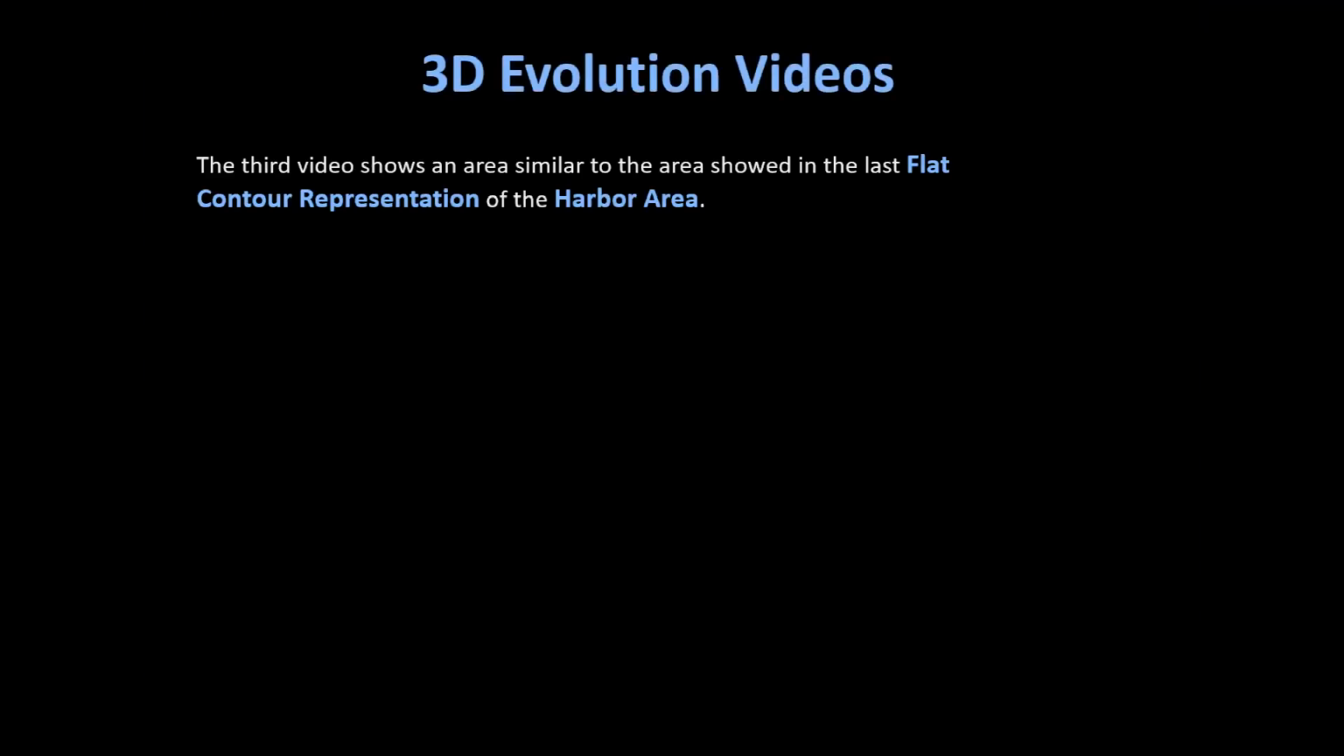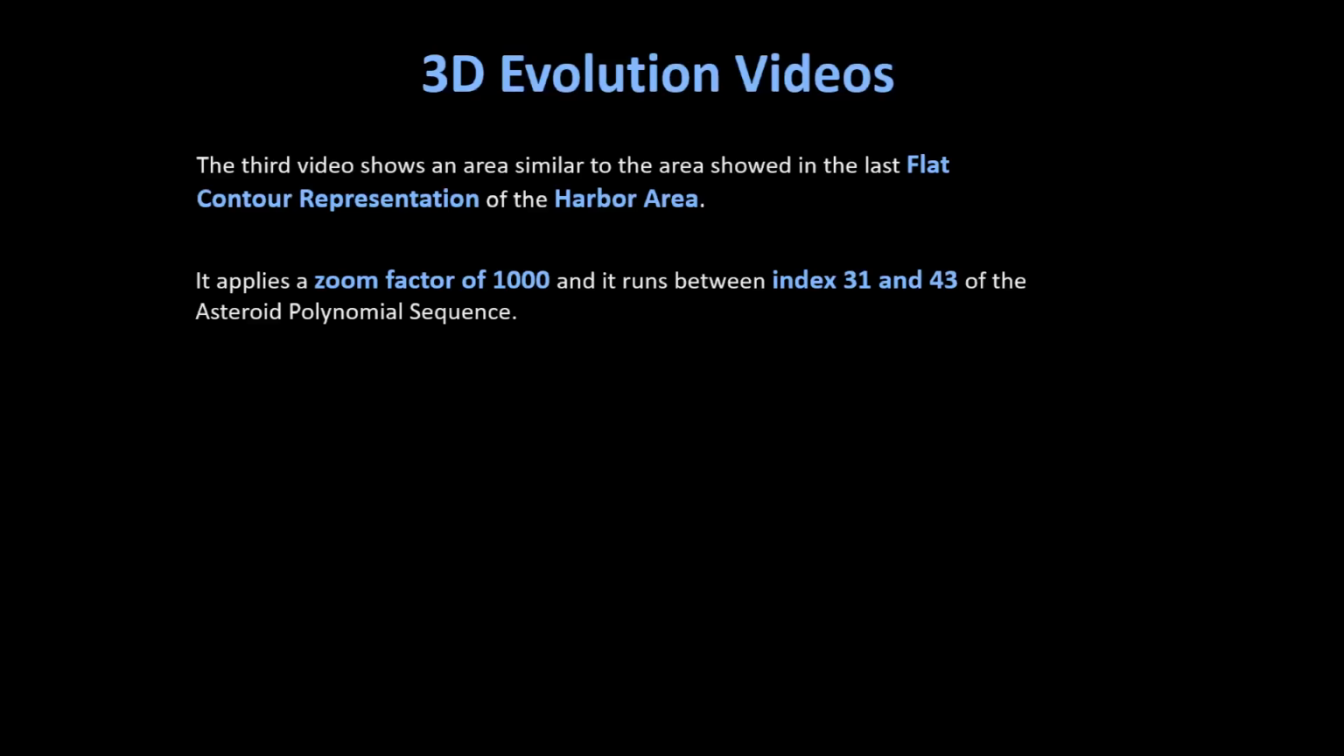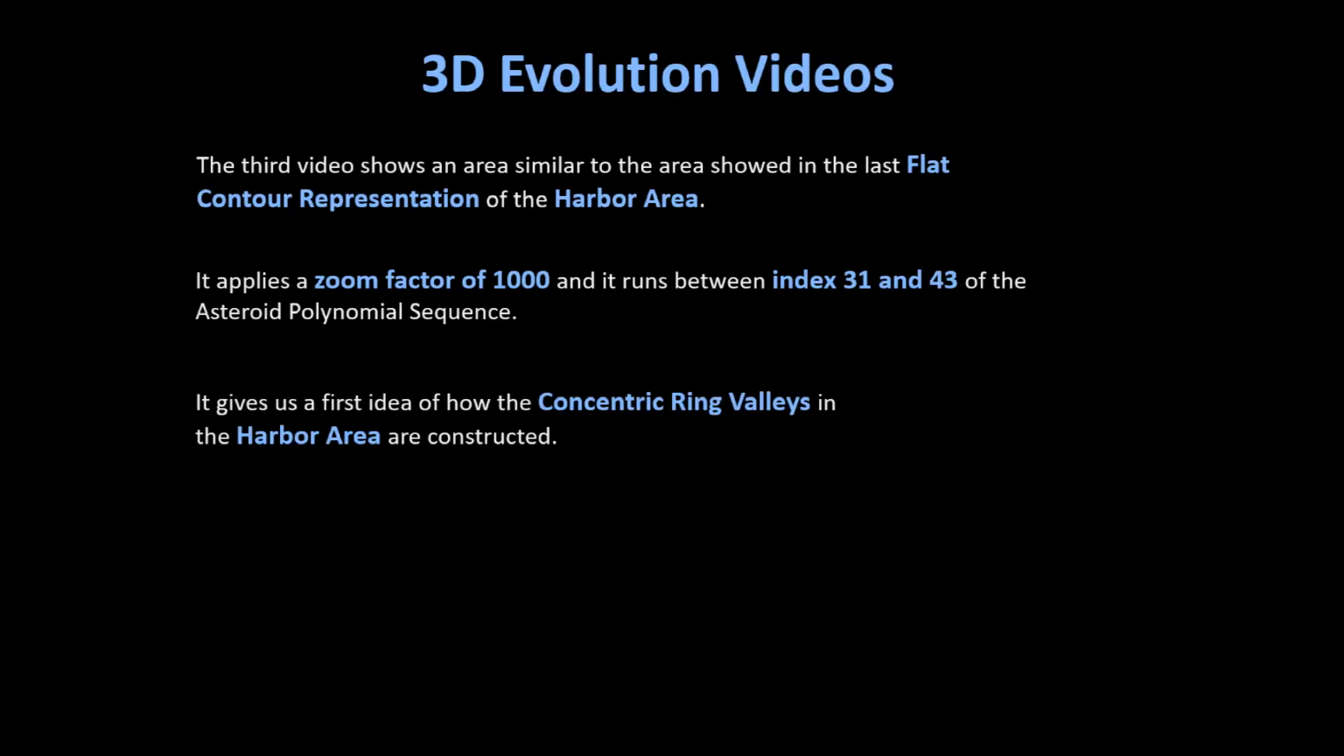The third video shows an area similar to the area shown in the last flat contour representation of the harbor area. It applies a zoom factor of 1000 and it runs between index 31 and 43 of the asteroid polynomial sequence. It gives us a first idea of how the concentric ring valleys in the harbor area are constructed.